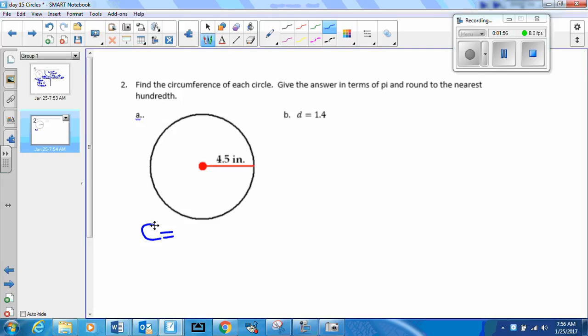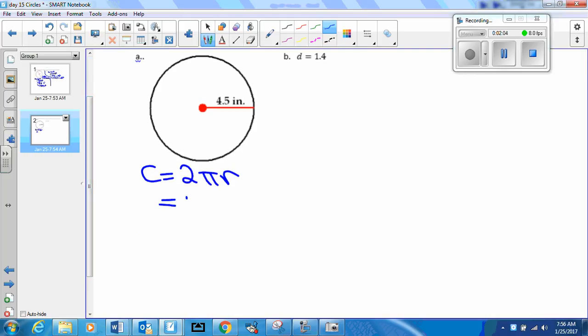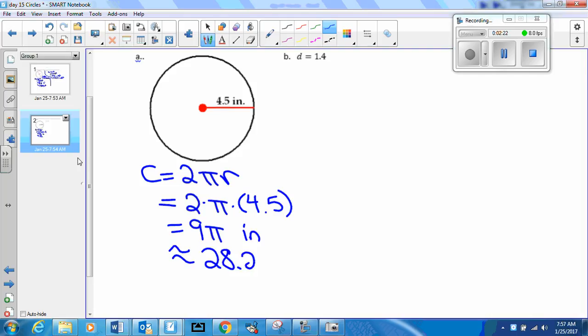So in the first case, they give me the radius, so I would use the formula for circumference equals 2 pi r. Substitute in, so it's 2 times pi times 4.5. I would multiply the 2 and the 4.5 to get my exact answer, 9 pi inches. Now using the pi key and rounding to the nearest hundredth is approximately 28 and 27 hundredths inches.